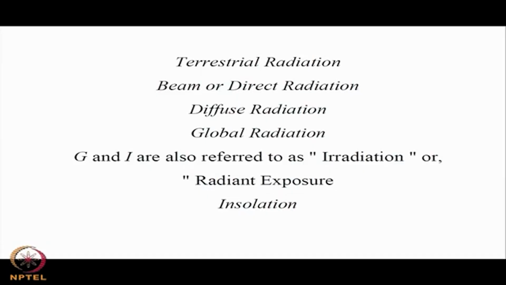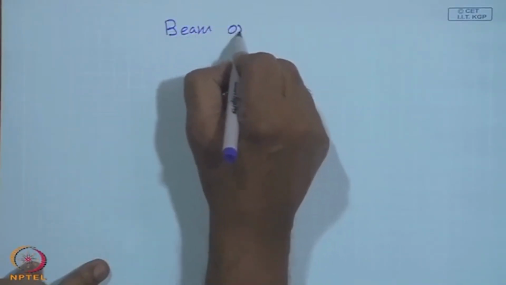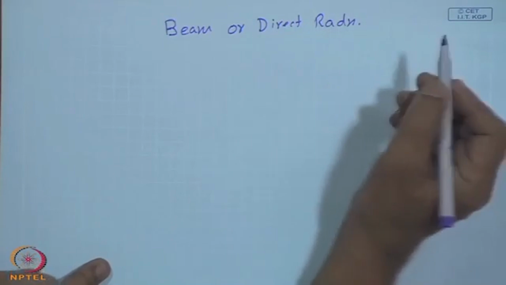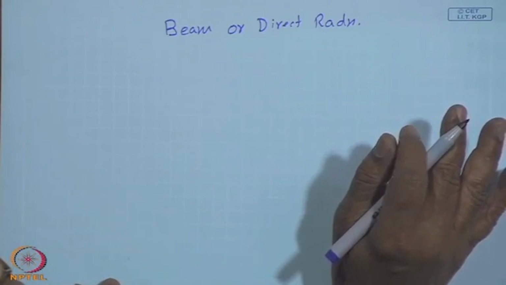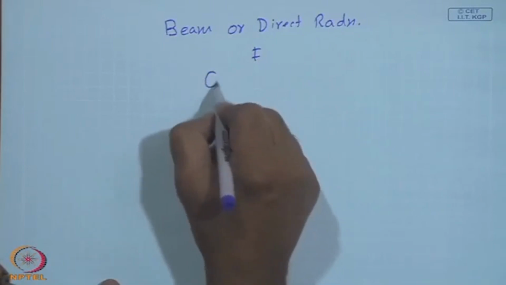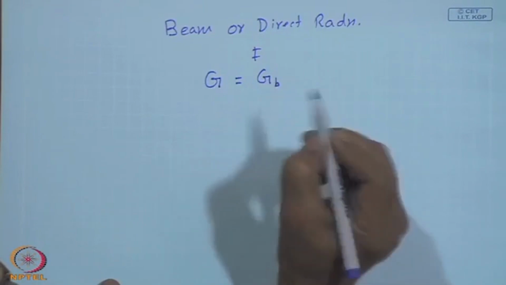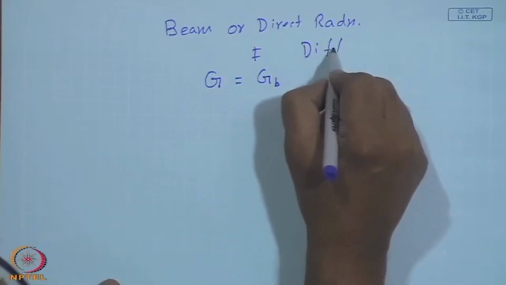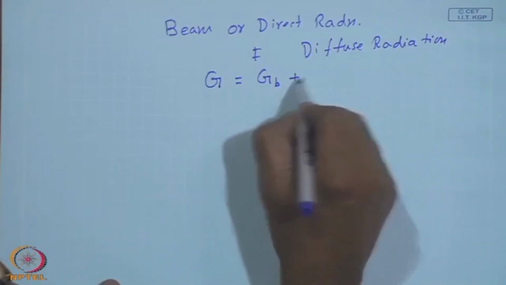So, this terrestrial radiation consists of what we call beam or direct radiation, which essentially means this reached the surface of the earth without a change in the direction, and it is indicated by, for an hourly time scale I will write, okay, if G is the total radiation received on the earth, it will consist of G B. Then you have a diffuse radiation, which I shall indicate by G D.